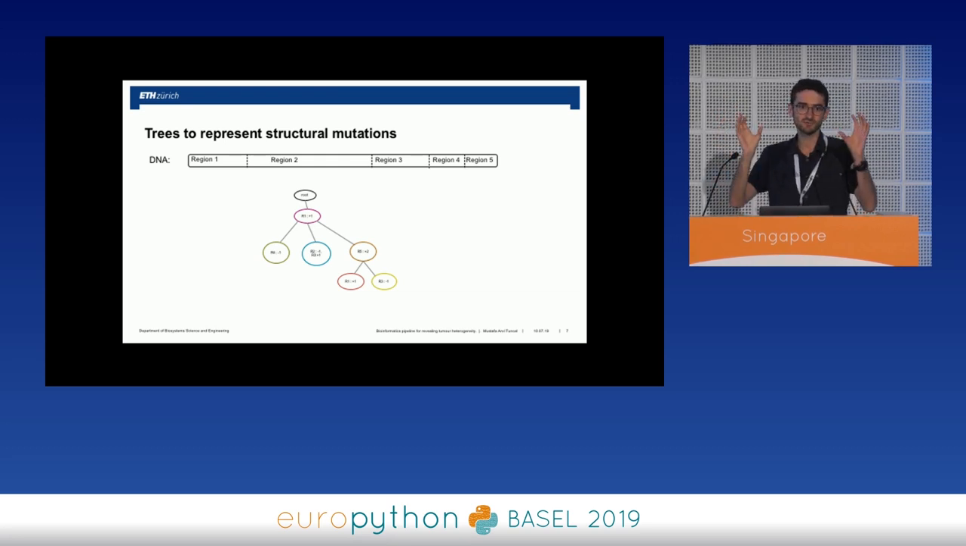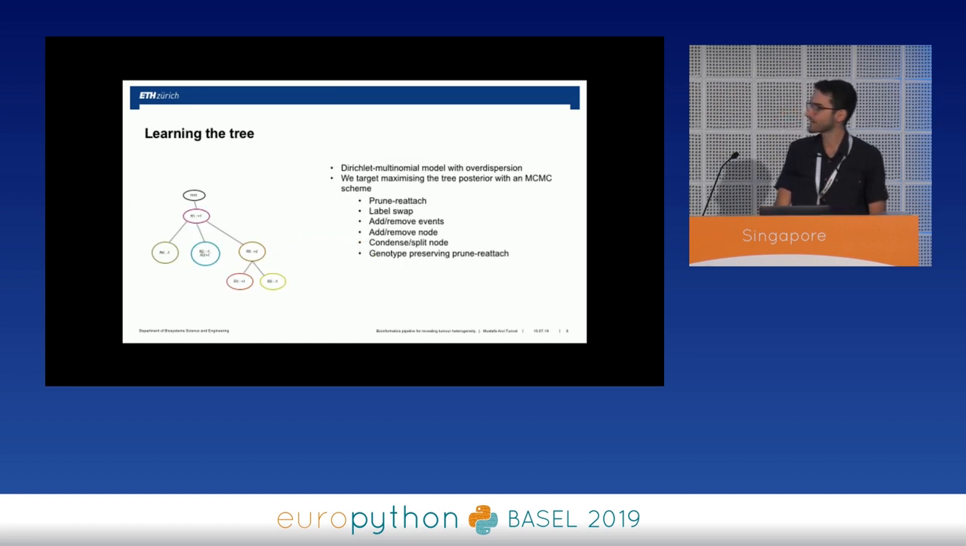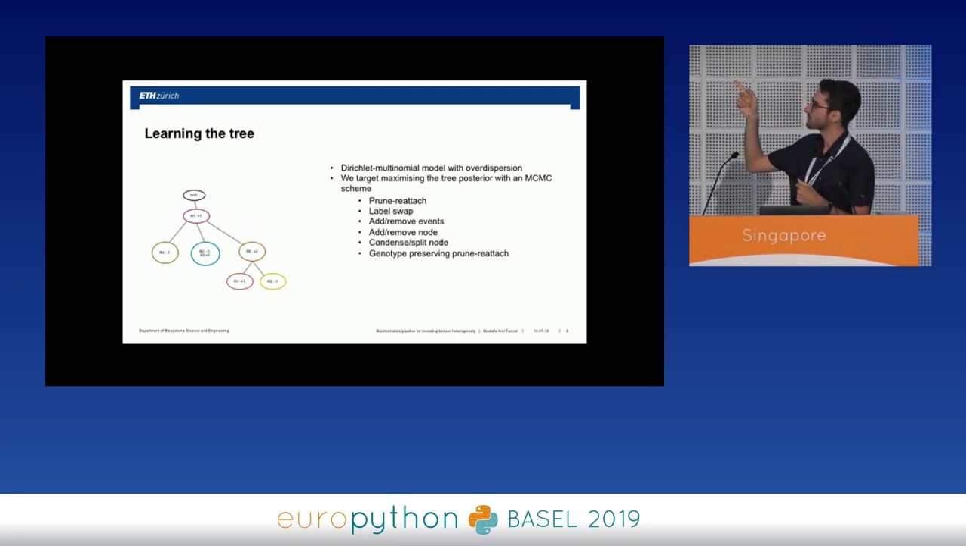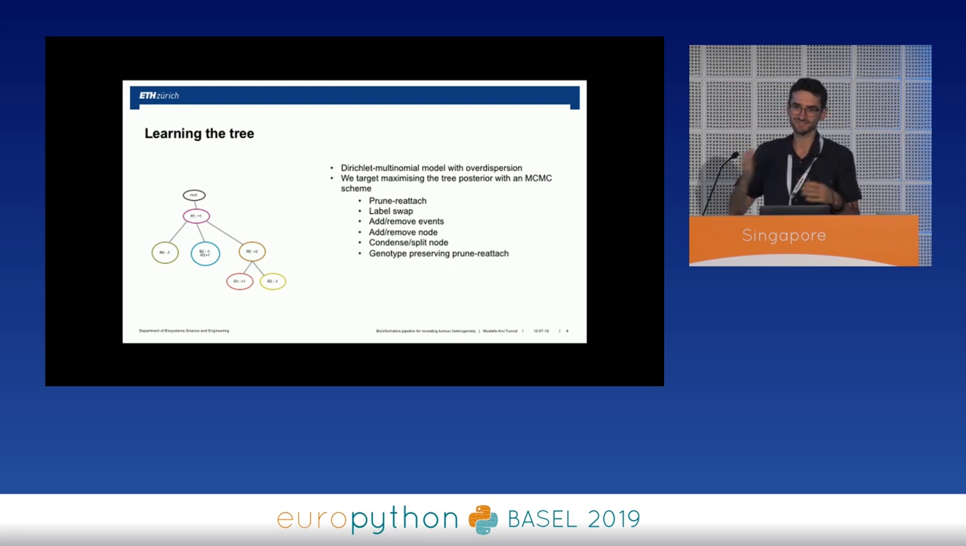So it's a tree where we have a dictionary of regions, and then we contain the extra or missing copy number information. And this is what we are trying to learn. So we have a machine learning model to learn the best suited tree for a given cancer sample. The way we are learning is by using a Markov chain Monte Carlo scheme, MCMC. For each tree, we have a means of scoring it by using a Dirichlet multinomial model. I won't bore you with the formulation, but we can discuss it after the talk if you're interested.